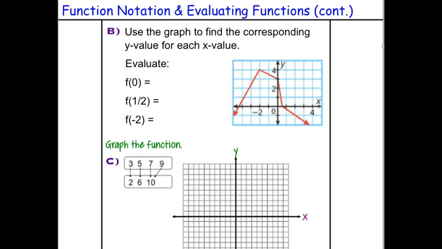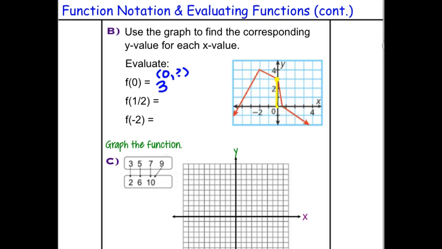So we're saying f of 0 on the graph, f of a half, f of negative 2. All this is saying is f of 0 is saying basically when x is 0, what's y? So we look on our graph, x is 0 is here, so we go up to where it hits the graph, which is right here. And it hits the graph at 3, so f of 0 is 3.